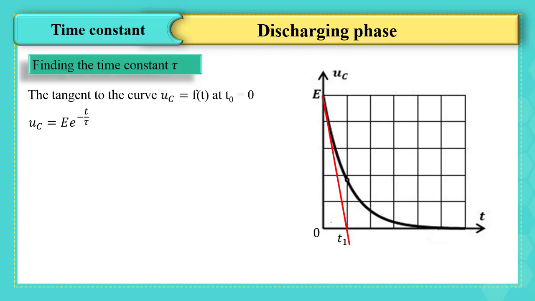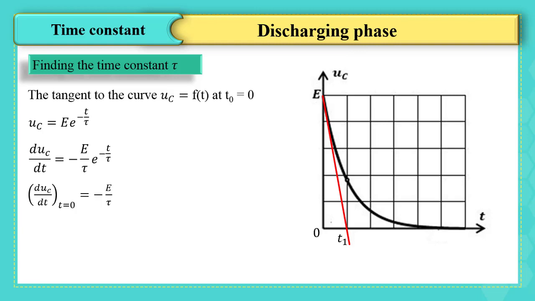In the first method, we are going to find the slope by finding the derivative of the function UC at t equals 0. As we know, the expression of UC is equal to E exponential minus t over tau, and its derivative duc over dt is equal to minus E over tau exponential minus t over tau. Then the value of the derivative at t equals 0 is equal to minus E over tau, since the exponential of 0 over tau is equal to 1.